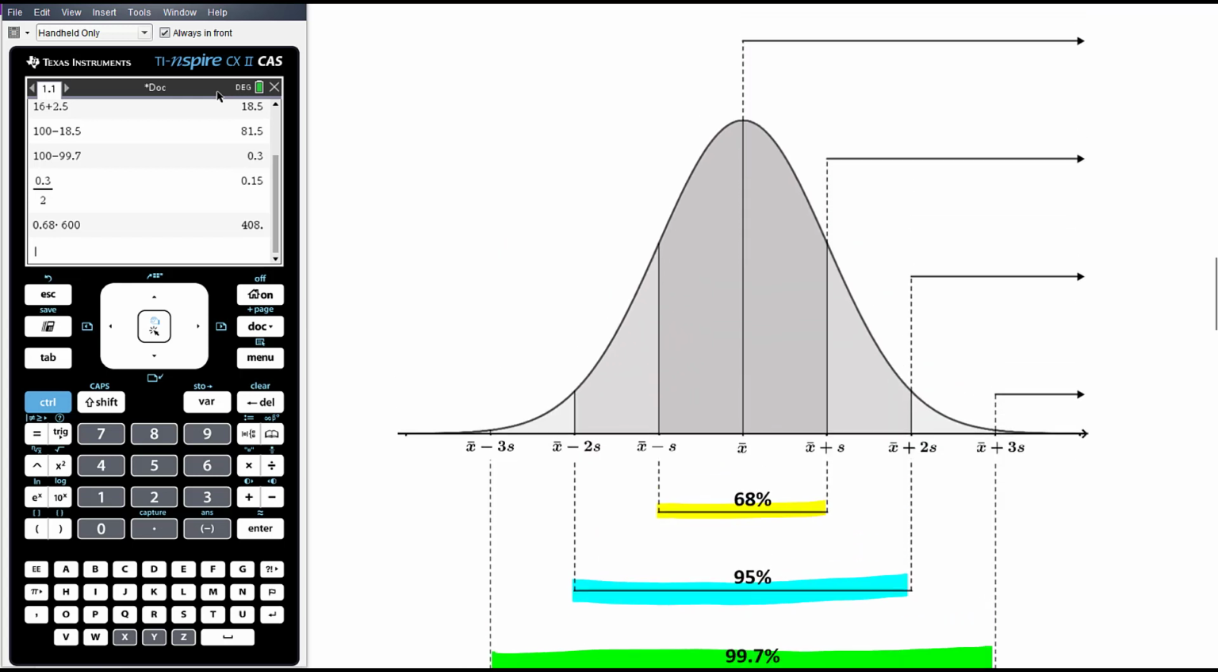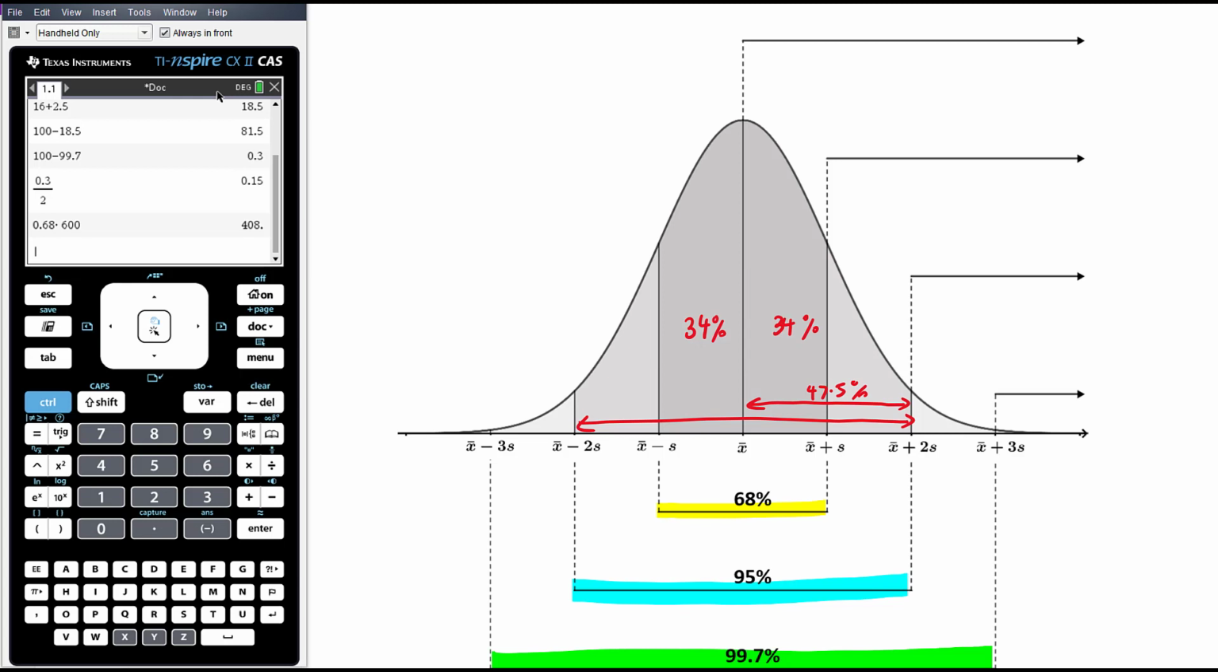Then we can use all our symmetry. Obviously if we've got 68% from here to here, it'll be half of that on each side, 34% in there, and 34% in there. Similarly with the 95%, it's half of 95%, 47.5% from there to there.